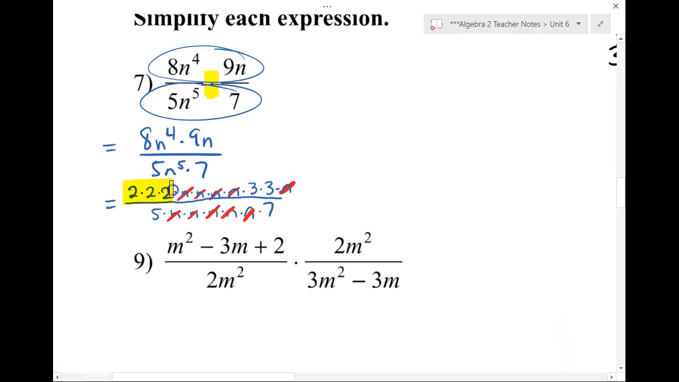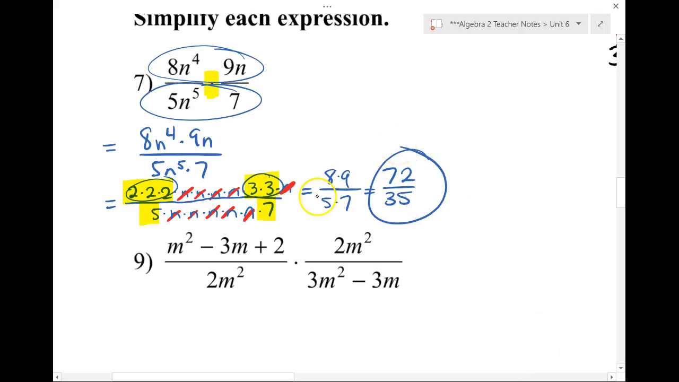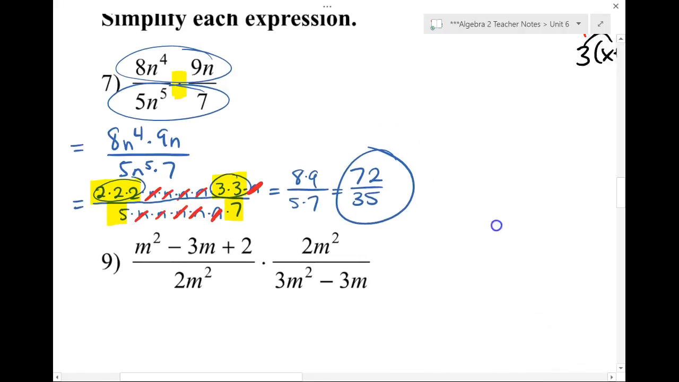So now I have this 2 times 2 times 2, this 3 times 3, and then 5 times 7 on the bottom. And so all I can do for my last step is just multiply those together. Now I have 8 here with these 2's, and then with the 3's I'll have 9. In the bottom I have 5 times 7, and then multiply those again, and I'll have 72 over 35. And I know that I can't simplify that any further because I already broke those down into their smallest prime factors, so there's nothing else I can do with that. Okay, next one.